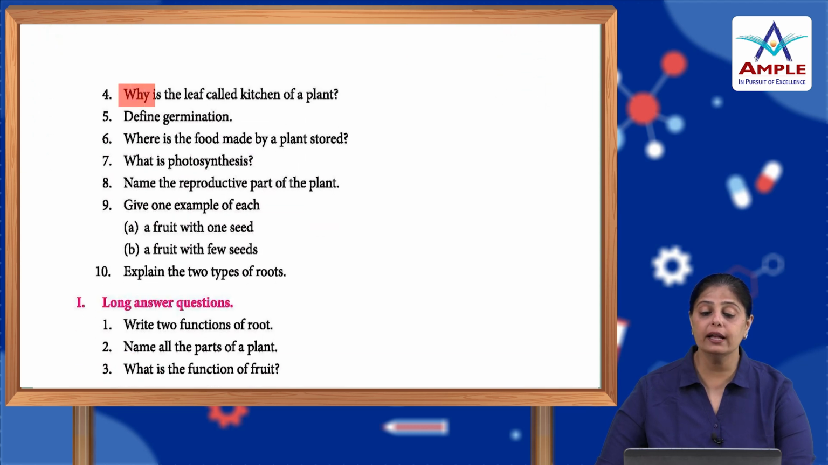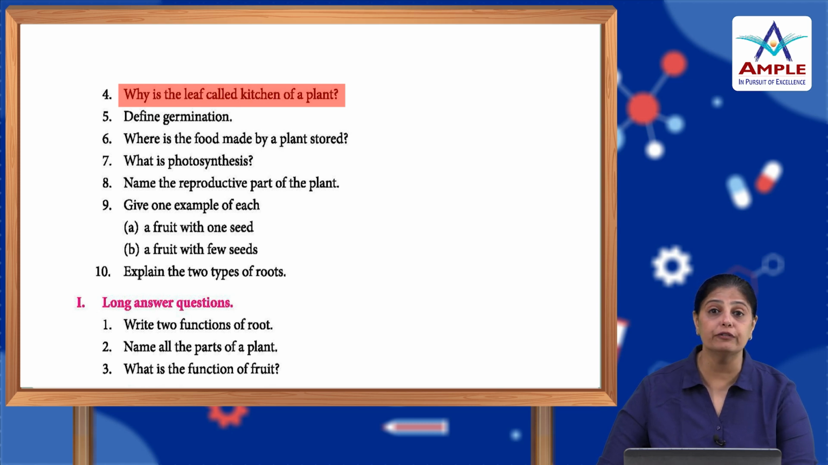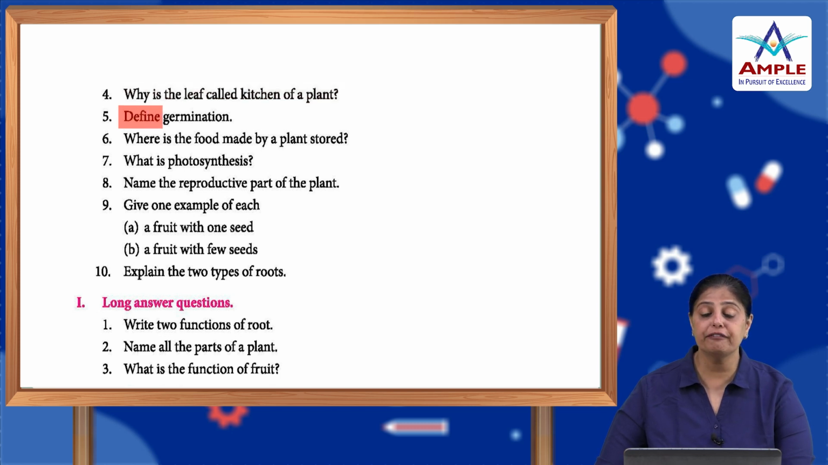Why is the leaf called the kitchen of a plant? Because the plant prepares food using the tiny holes on the leaf. They prepare the food. It is called the stomata. Define germination. Germination is the process of growth from a seed to a plant or tree. From where we sow the seeds, slowly and gradually they grow into a sapling and then a plant.